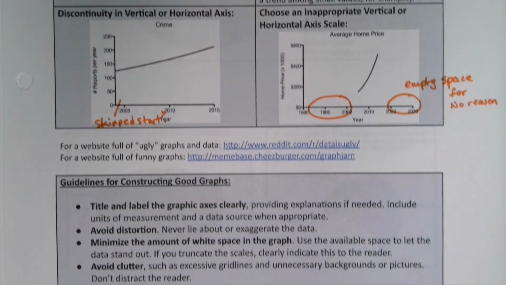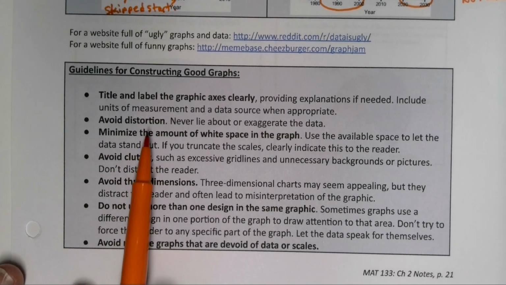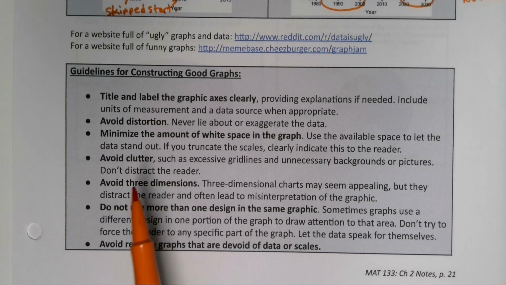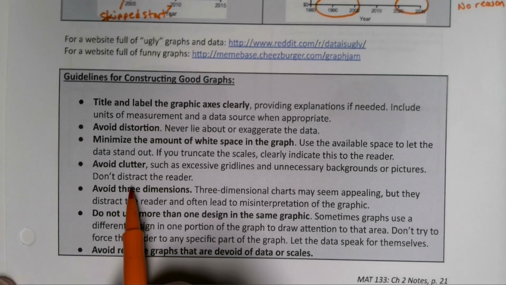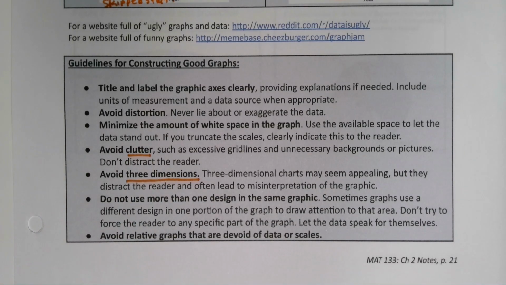All right, so what do we want to think about when we look at graphs? We obviously want titles and labels. We want to avoid distortion. We want to minimize the amount of white space, avoid clutter, avoid 3 dimensions. 3 dimensions is a big one. I see that getting used for different things at the college, and it's not appropriate. You should not have 3-dimensional graphs. Your circle graphs, your pie charts, should be flat.